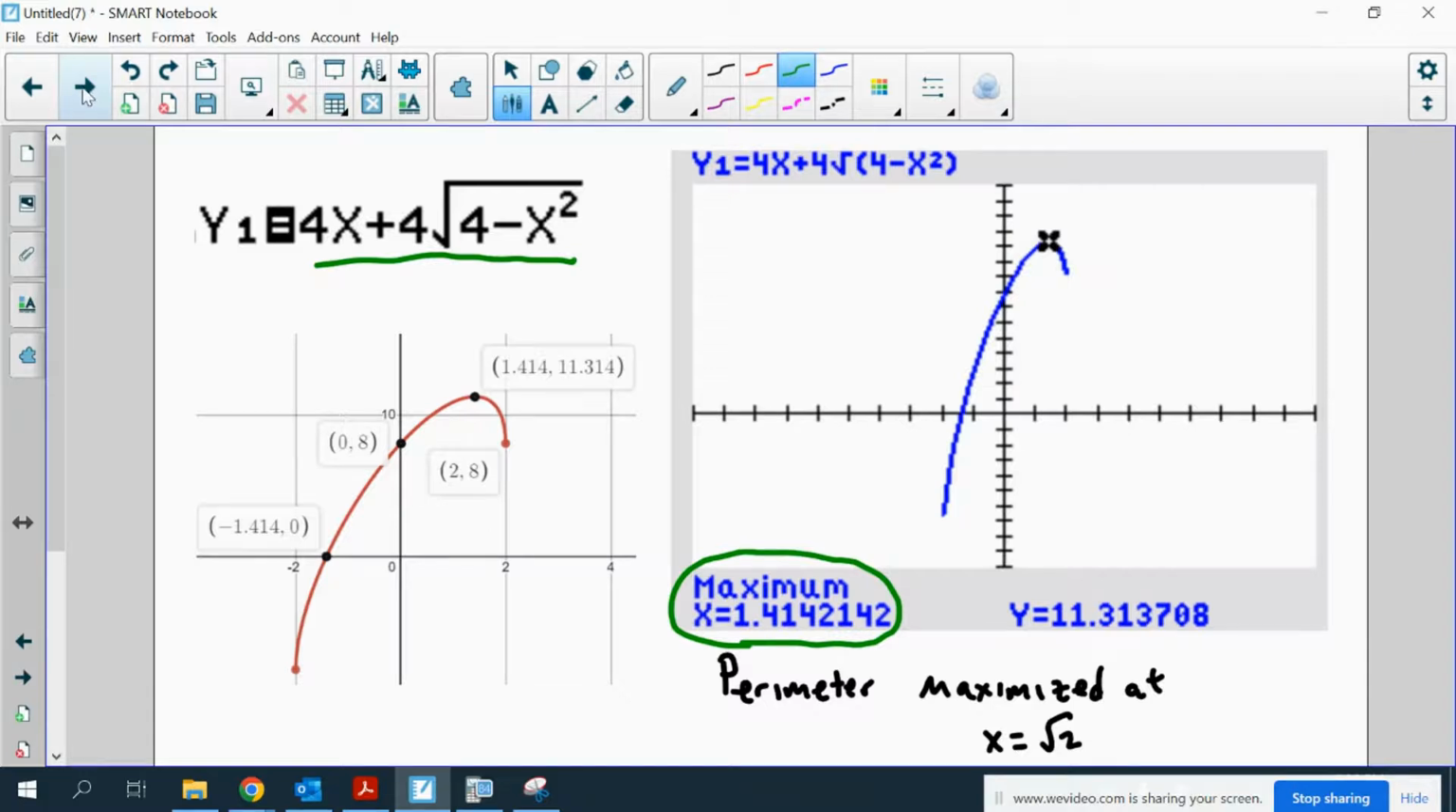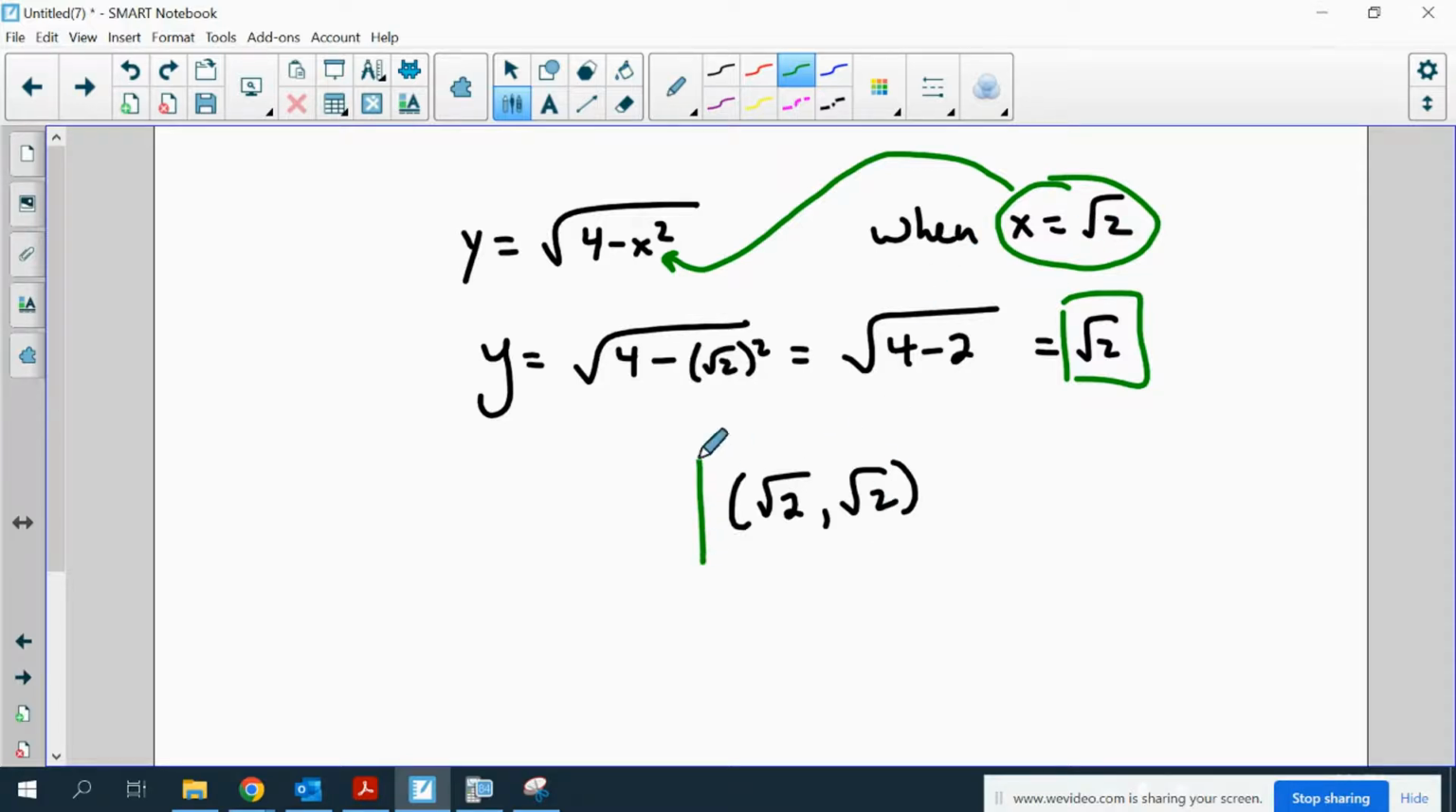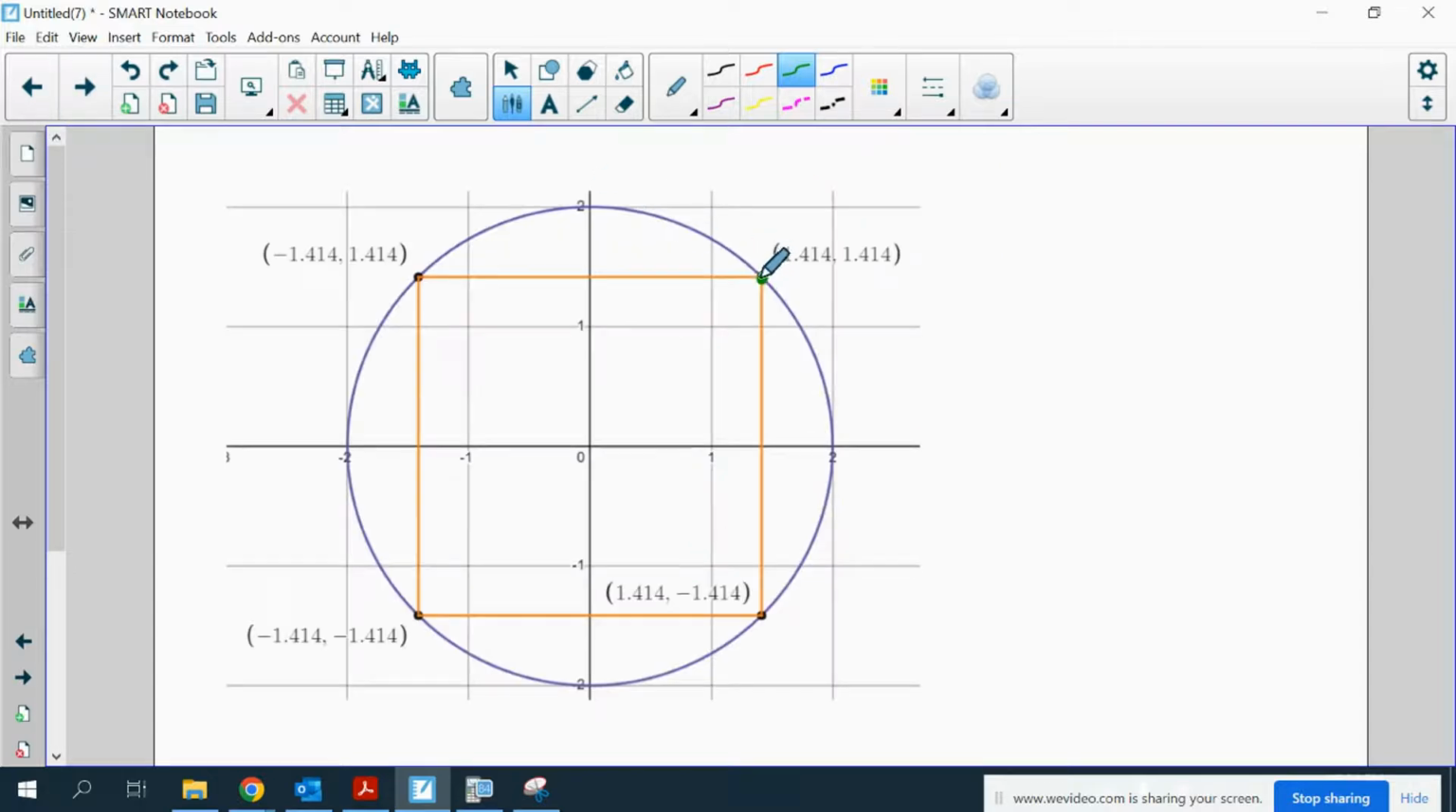So that made me think, what is going on? So what I did was I plugged square root of 2 back into my equation, even though the problem didn't tell me to do that. And I found out that y was also equal to the square root of 2 if I substituted square root of 2 for x. So this is my point. Then if I graphed it, I saw that that would actually make a square. So the maximum area and perimeter of any inscribed rectangle in a circle is going to be the one that makes a square.